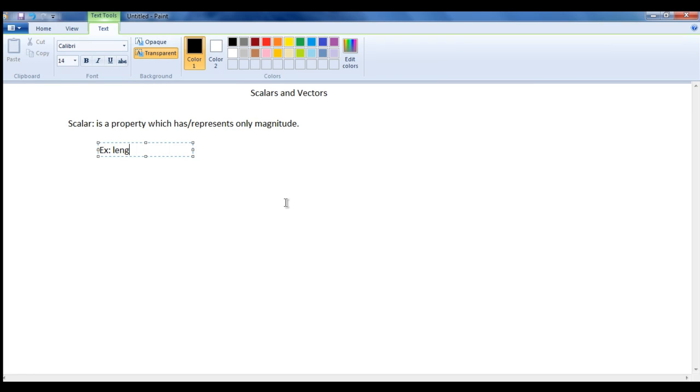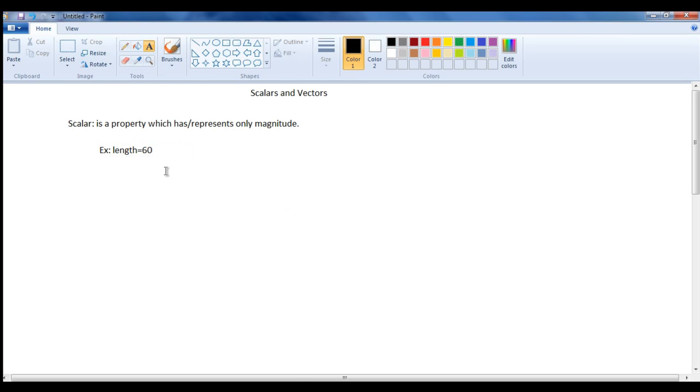Length. Length is equal to 60 meters. 60 is the magnitude. It represents magnitude, but it won't say in which direction the length is 60 meters. Whether it is right 60 meters, left 60 meters, or upward 60 meters, no idea. It only says that the length is 60 meters. That's it.